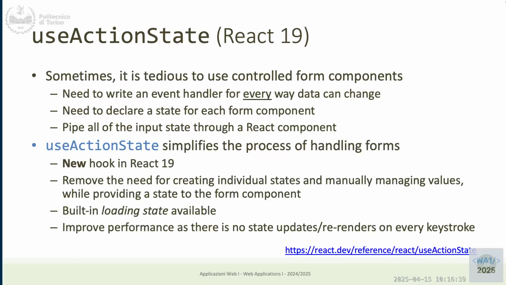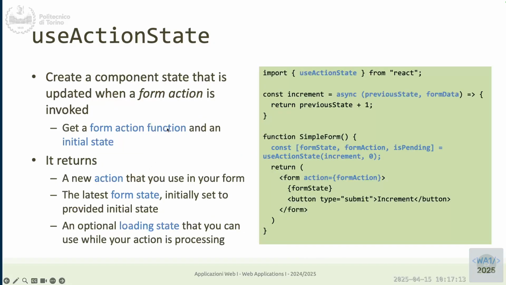So if we don't want to use a controlled component, we prefer to use an uncontrolled component, we can have this useActionState deliver us some callbacks that help us manage the state of the form itself. Again, remember, in this case, the state of the form is not inside the React state, it's just inside the HTML elements. So we're trying to manage them. What does this useActionState hook do?